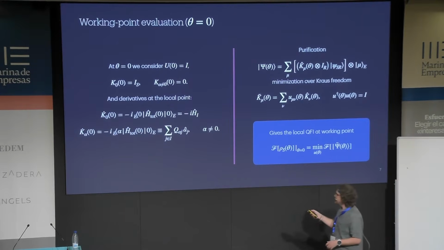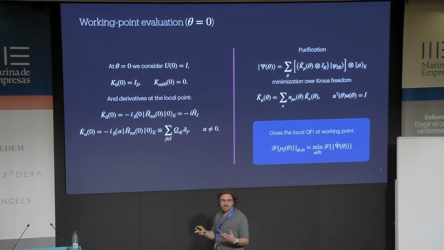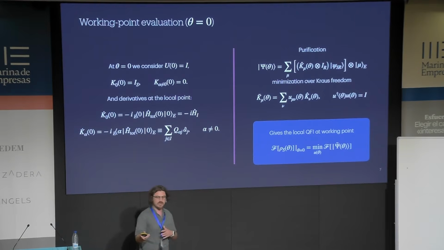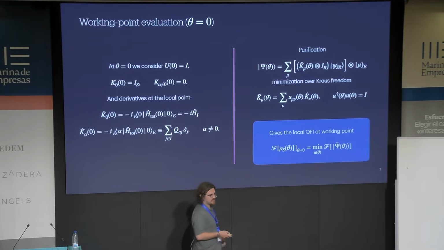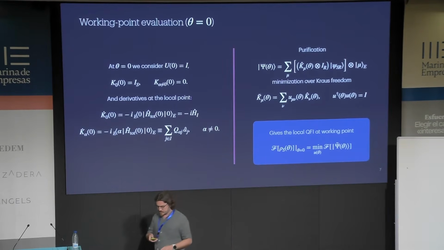Now, once you have these Kraus operators, you just go back and use the purification and minimization formula to calculate the quantum Fisher information. And in the end, you can just use the Kraus degrees of freedom to minimize everything, and then you will get the quantum Fisher information for the reduced state at this local point. So this is a local quantum Fisher information.